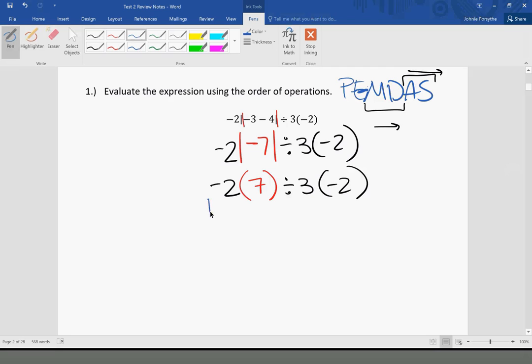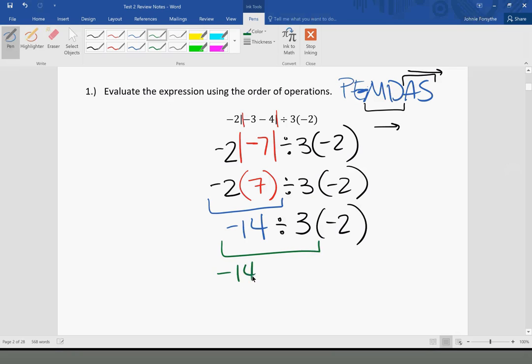So we're going to do this multiplication first. So -2 times 7 is -14. And we have divided by 3 times -2. And then we have -14 divided by 3 times -2. So we're going to do this division first because that's what we see first from left to right. So -14, I'm going to write it like this, divided by 3. And then we have times -2.